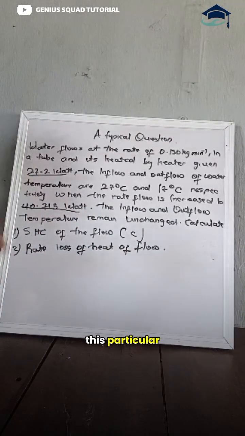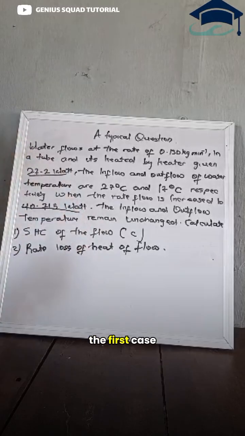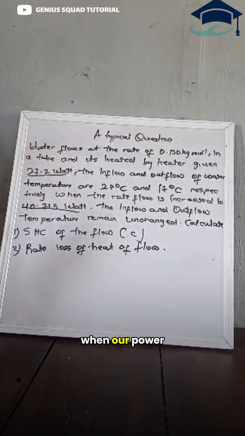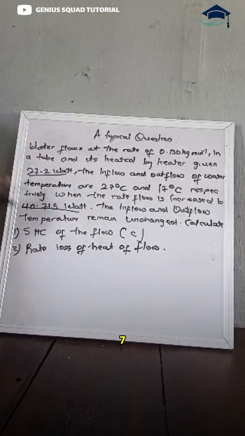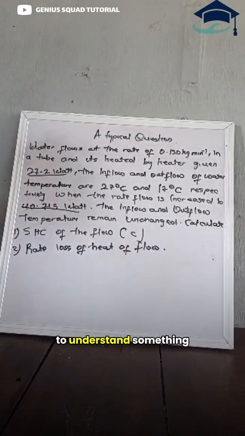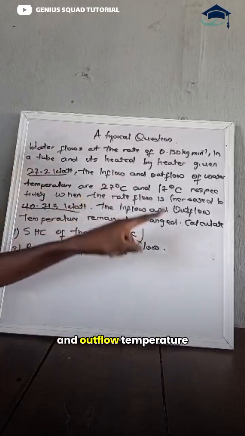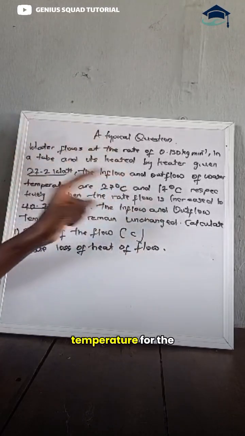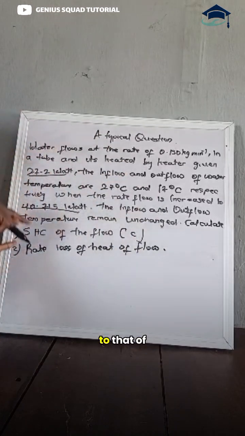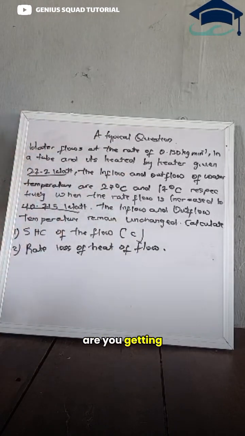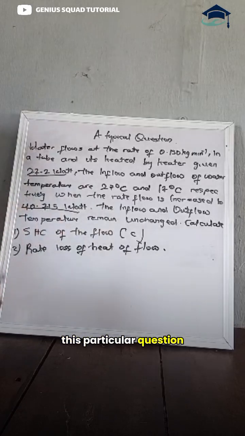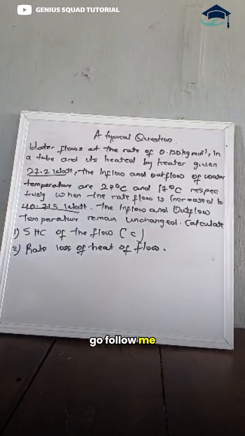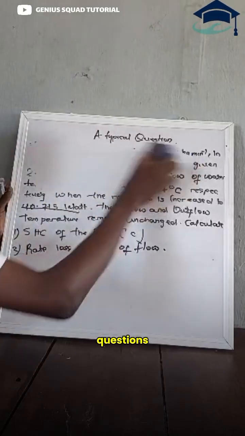So to solve this particular question, we have two cases. The first case is when our power is 27.2 watts, and the other case is when our power is 40.75 watts. I also want you to understand something. They said the inflow and outflow temperatures remain unchanged. Basically, the inflow and outflow temperatures for the first power will be equal to those of the second power. So we have to analyze this question into two cases, case 1 and case 2. Let's go. Follow me.